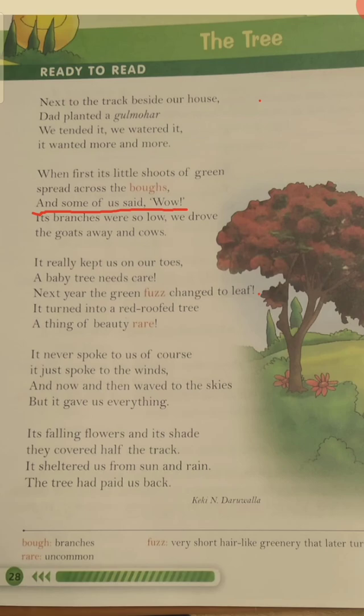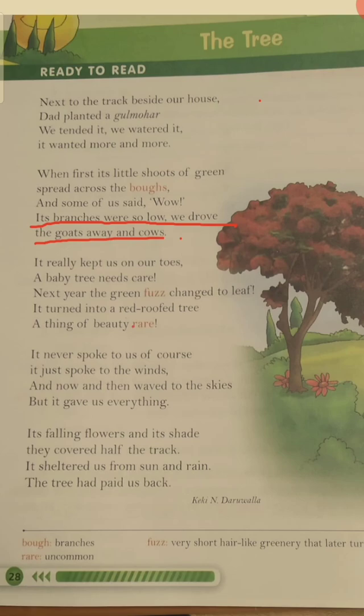gradually growing up. So all the family members were delighted and they used to say wow, that means they were very happy seeing the small plant going into a full-fledged tree. Next, its branches were so low we drove the goats away and cows.